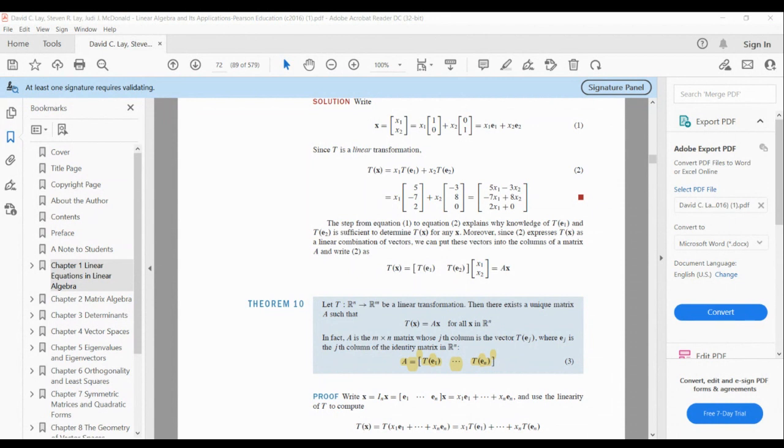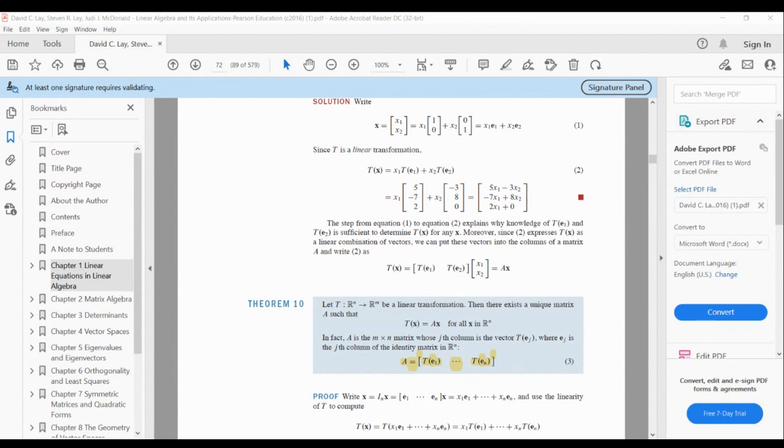Yeah, this is it. You learn how to construct a transformation matrix by taking the unit vectors E1, E2, E3, up to En, and if you could figure out under the transformation what those transformed vectors were, you could also come up with your matrix. That's theorem 10, section 1.9.